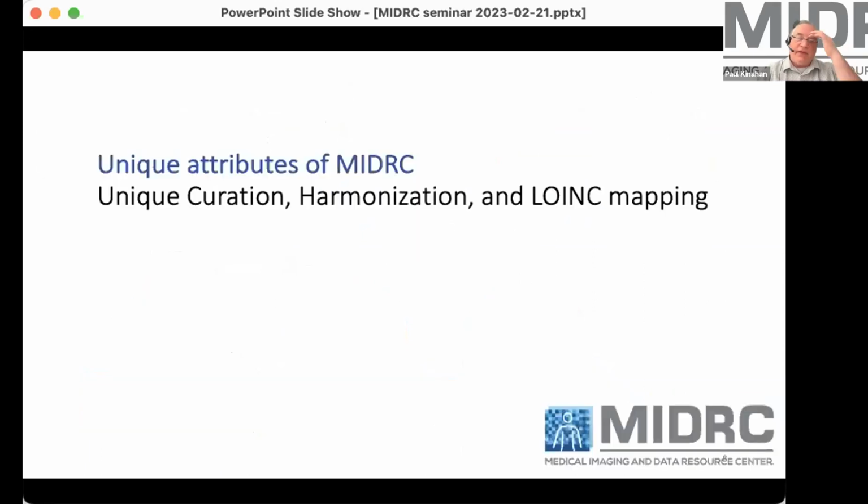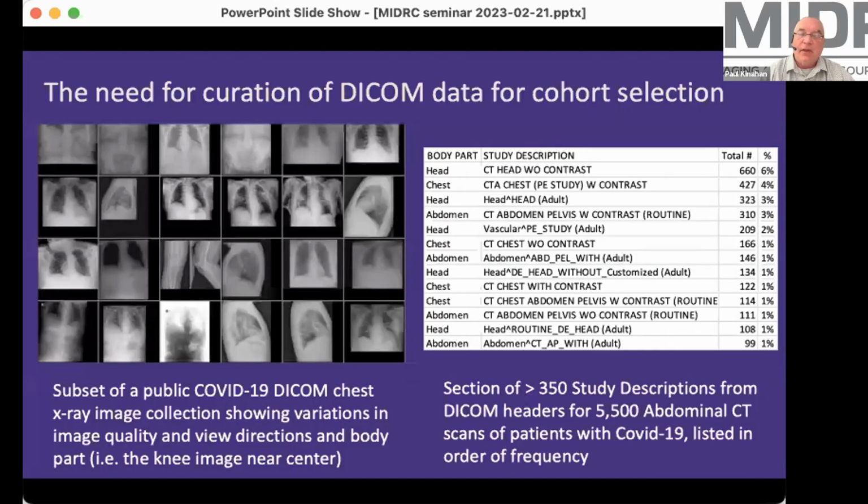So this will lead us into some of the unique attributes of MIDRC, which relates to the curation and harmonization, and something in particular which was new to me just over a year ago, but has now become entrenched in our process, something called LOINC, and I'll go into that in some detail in a bit. So to motivate the need for curation, here are two examples.